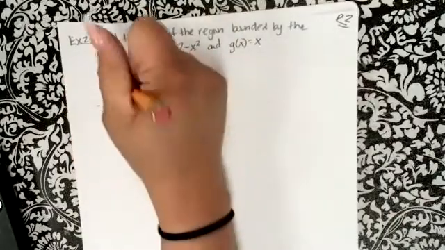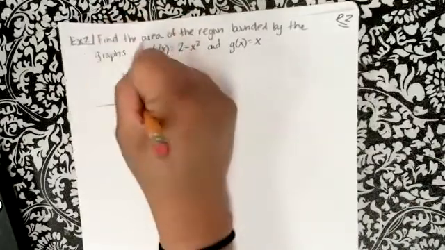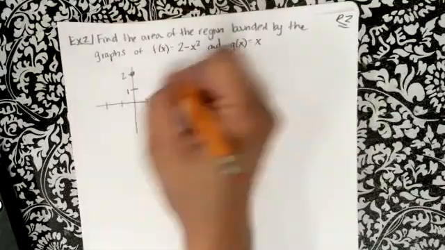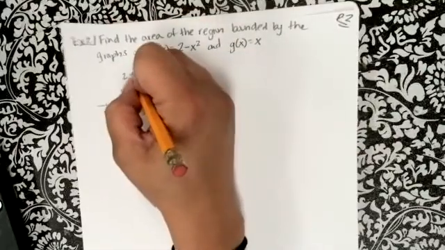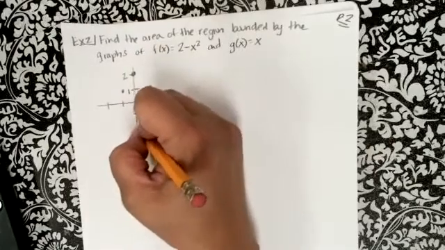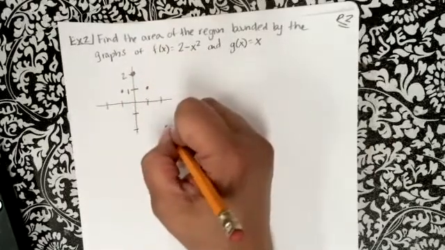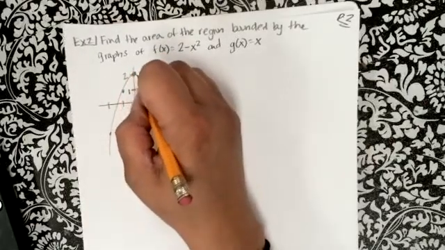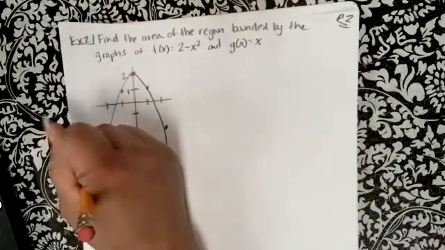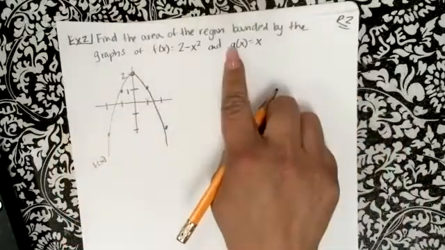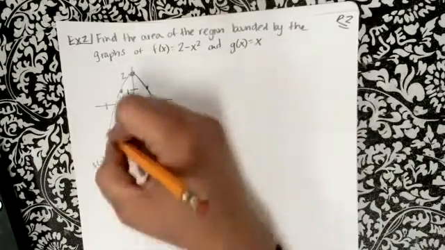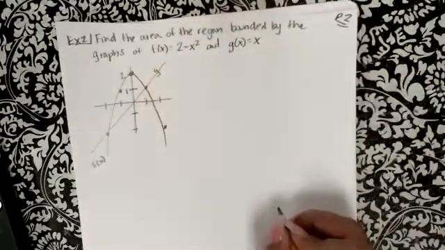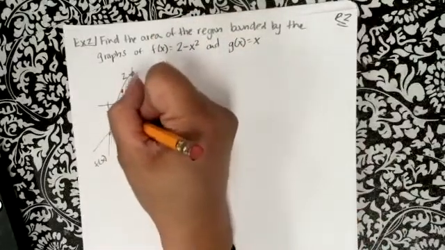It crosses the y-axis at 2. And since the parabola is going to go down, 1 over 1, down 4, 1, 2, 3, 4, over 2. So this is the graph of f of x. And then the line g of x equals x. That's just going to be the diagonal line. So if it wants the area between there, it's this area right here.